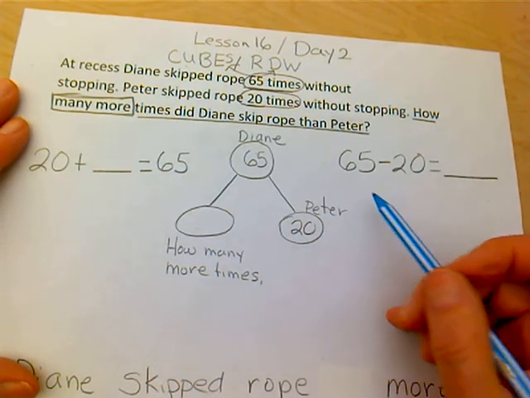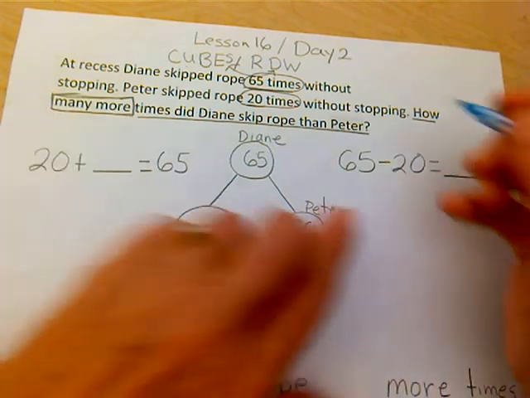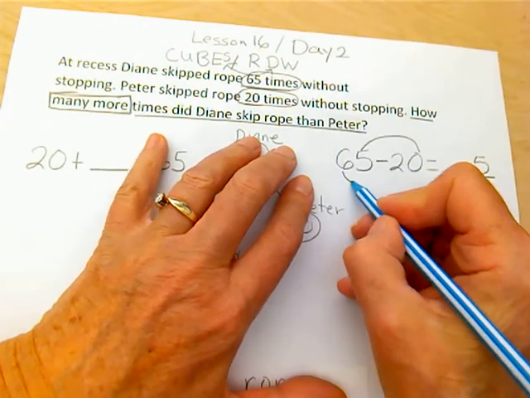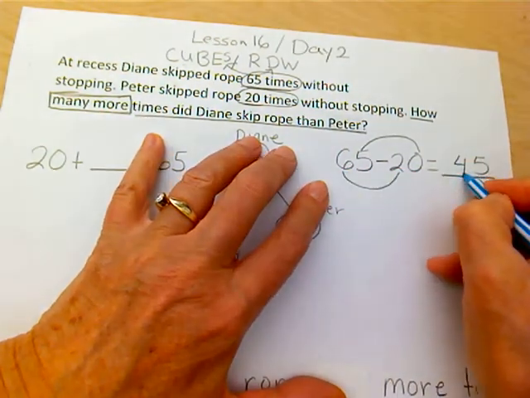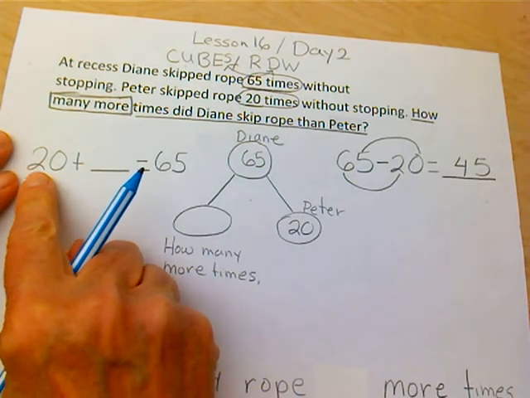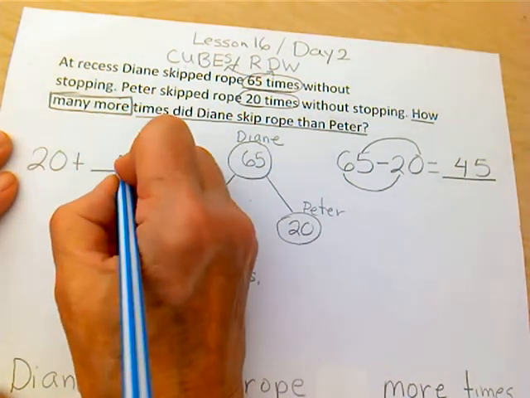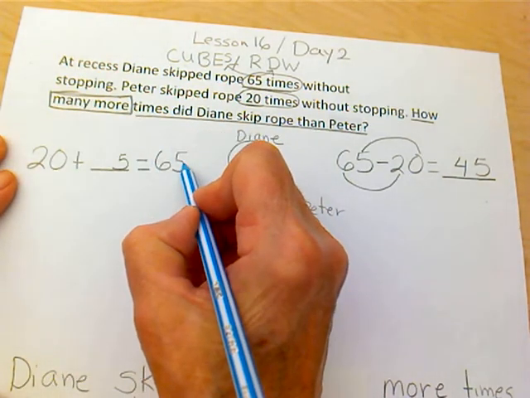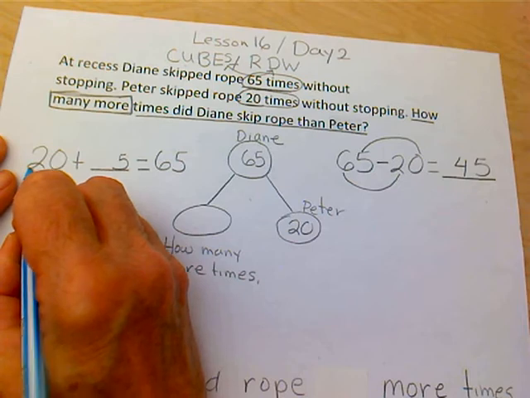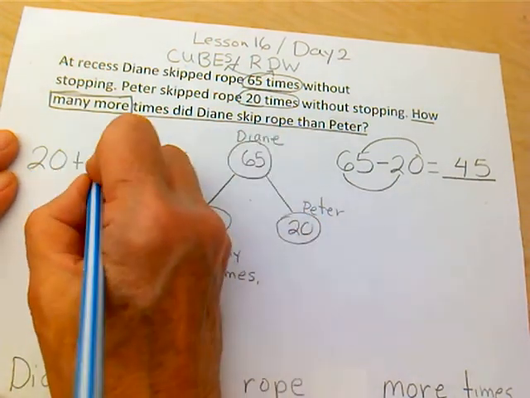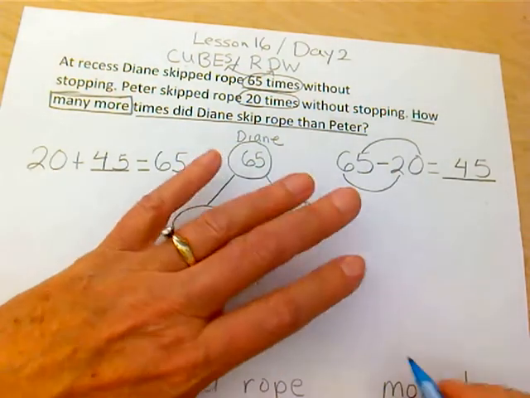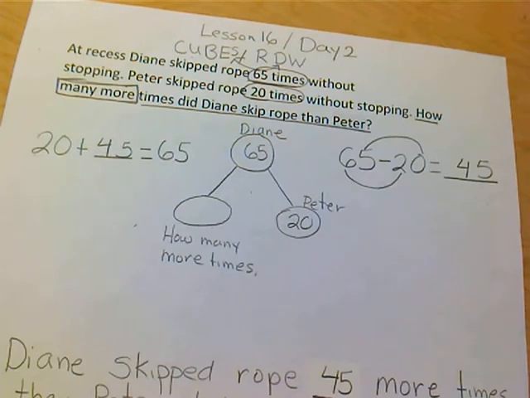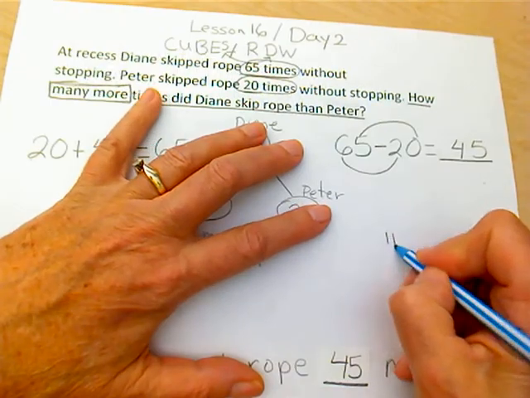All right, so here we go. Let's take a look at 5 ones take away 0 ones would be 5 ones, and 6 tens take away 2 tens would be 4 tens. What would I have to add to 20 to get 65? Well, I know I'm going to need to have a 5 in this place because 0 plus 5 would give me the 5 here. What would I have to add to the 2 tens to give me 6 tens? I would have to add 4 tens. So Diane skipped rope 45 more times than Peter did. How did you do? Were you successful? I hope so.